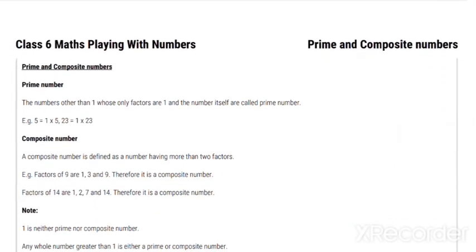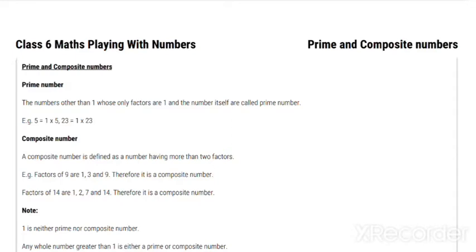So, what is the meaning of prime number, children? Prime numbers means the numbers other than 1 whose only factors are 1 and the number itself are called prime numbers. That is, numbers having only 2 factors, that is 1 and the number itself. Like for example, 5 and 23 are prime numbers because they have only 2 factors, 1 and the number itself.